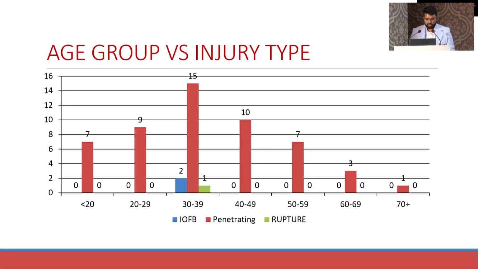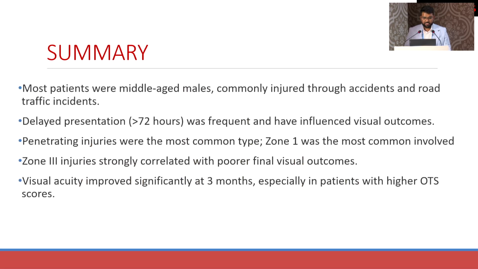Also, an age group comparative study as well. We reported the most of the patients were included in the working group, which was 30 to 39 years of age. Few cases were also there which were less than 20 years of age, including few number of pediatric patients as well, and one of them also an 80-year-old patient. So most of the patients were middle-aged male, commonly injured through accidents and road traffic accident. Delayed presentation was frequent and has influenced the visual outcome as well, resulting in poor visual gains after 3 months. And the penetrating injuries was most common type. Zone 1 was most commonly involved. Zone 3 injuries correlated with poor visual prognosis, and visual acuity significantly improved in patients with higher OTS score.